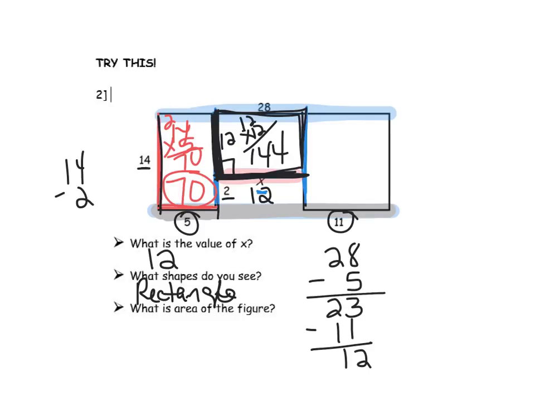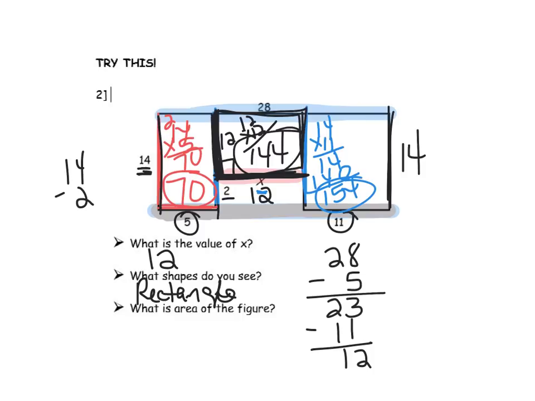So now we have a rectangle that's 70, a square that's 144, and now all we're doing is the last one. So because this is 14, this other side is going to be 14. So we're going to go ahead and do that math. So all we have to do is 14 times 11. That is 0, 14. So that's going to be 154. So this shape is 154.